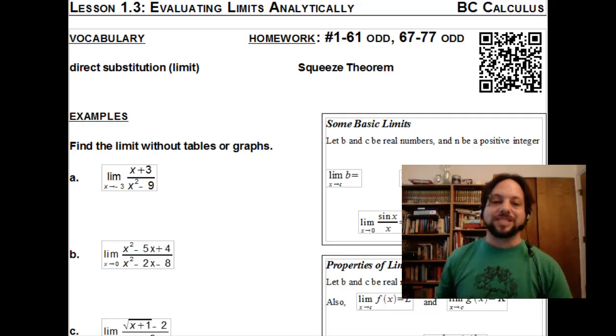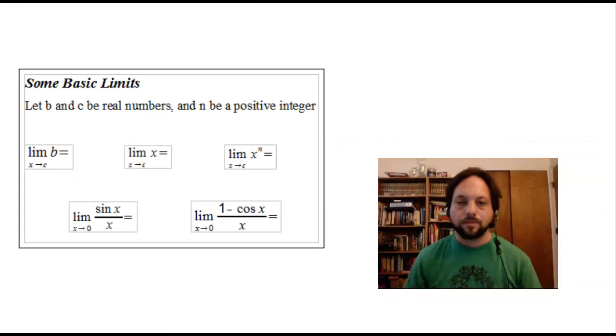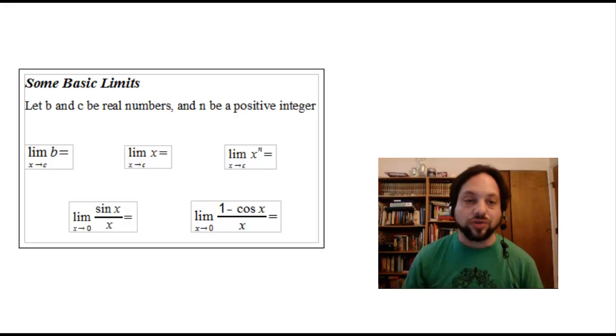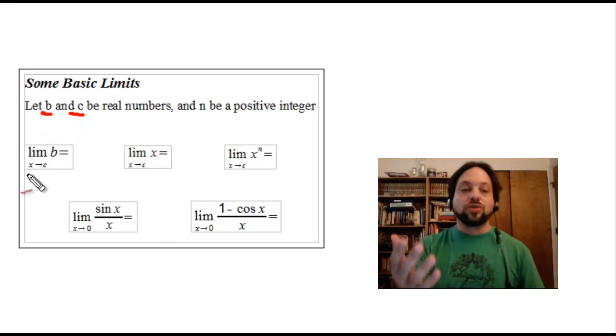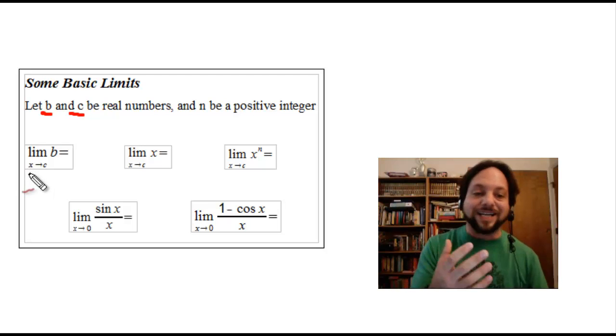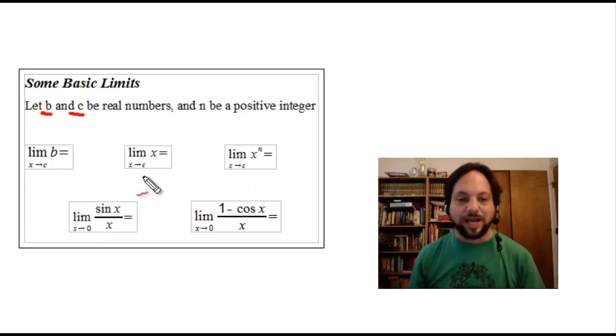However, before progressing into any of the examples, let's first talk about some basic limits and set the stage for what's to come. To evaluate these basic limits, we are going to use that direct substitution method. So if we take a look at this, we're going to consider b and c to be real numbers. And all we're going to do with these 5 limits is try to find the limit as x approaches c, well, for the first 3 anyhow.